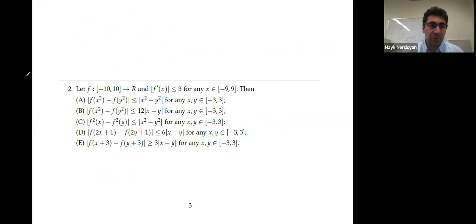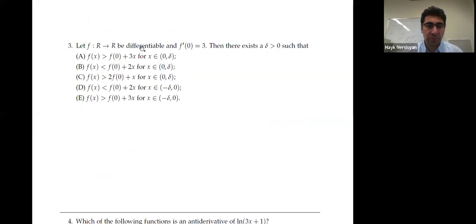Three and 5. Okay, the next one: f of x is greater than f of 0 plus 3x.